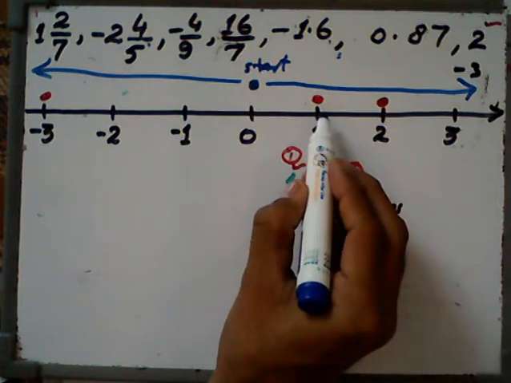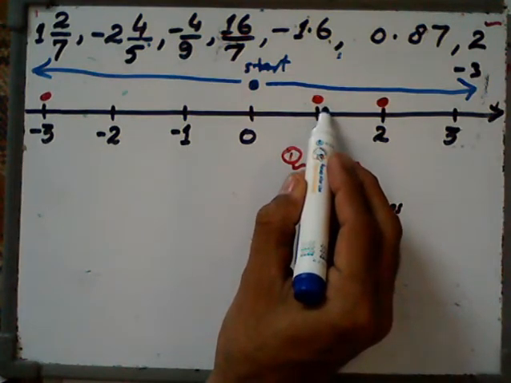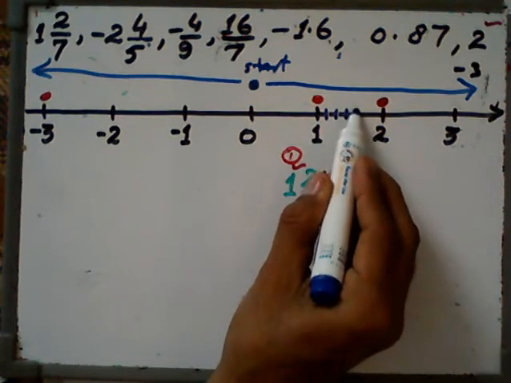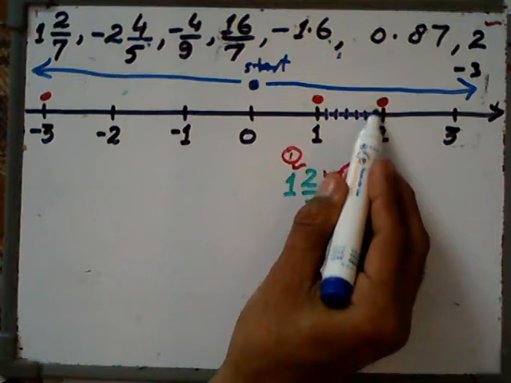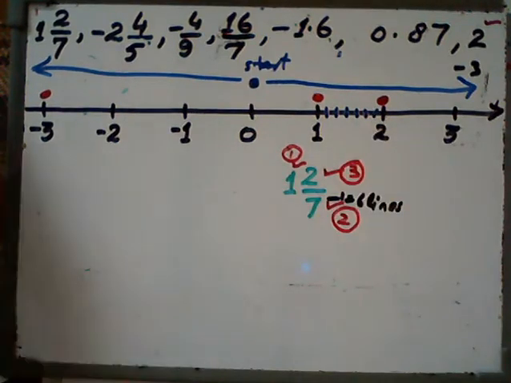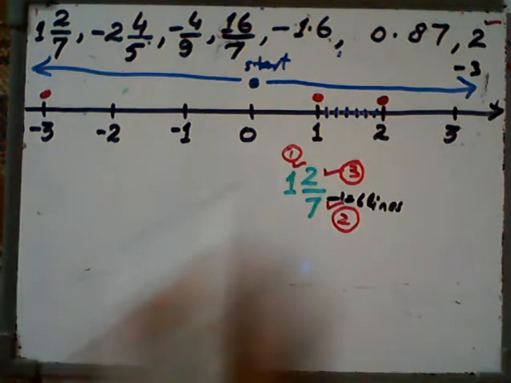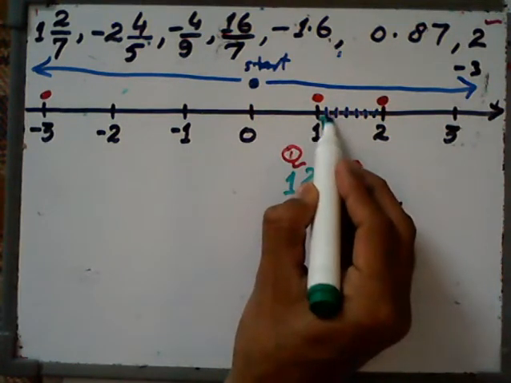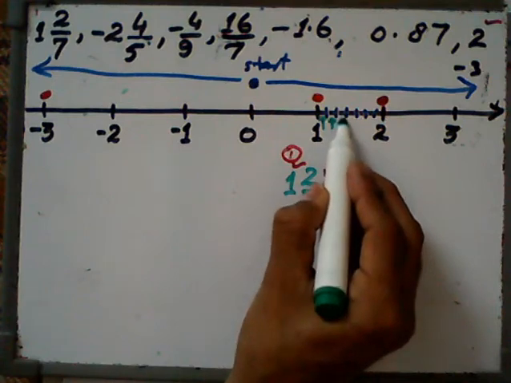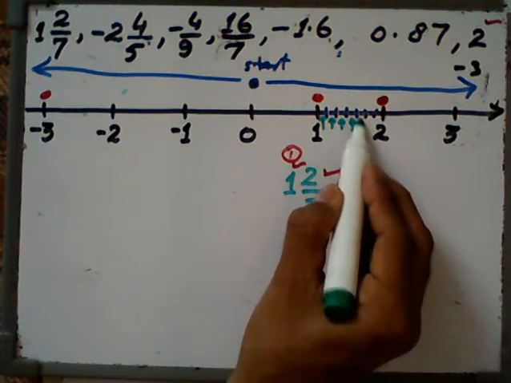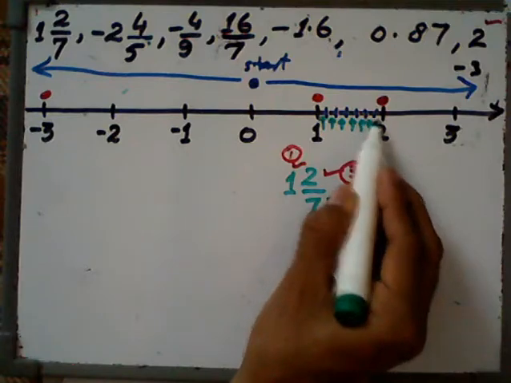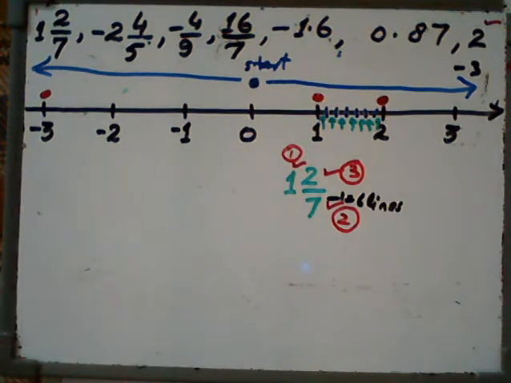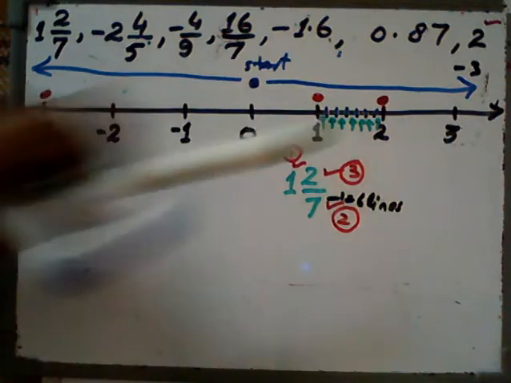How is it possible that 6 lines make 7 intervals? Let's check it. 1, 2, 3, 4, 5 and 6. Now we can see whether there are 7 intervals or not. The first interval is this one, this is the second, the third, the fourth, the 5th, 6th and 7th interval. So you can see that there are 7 intervals after drawing 6 lines.